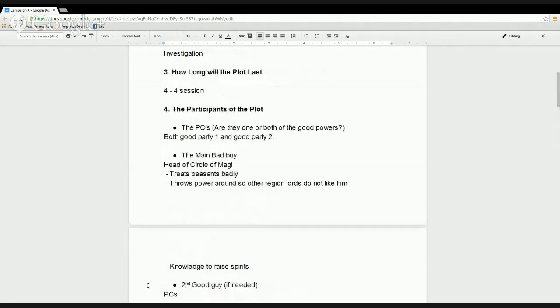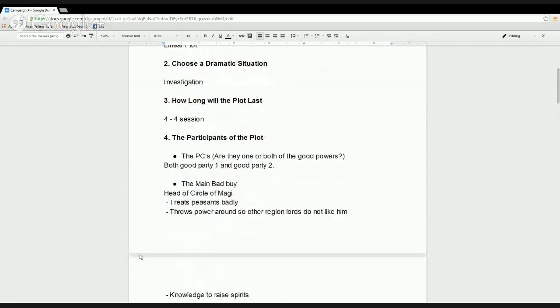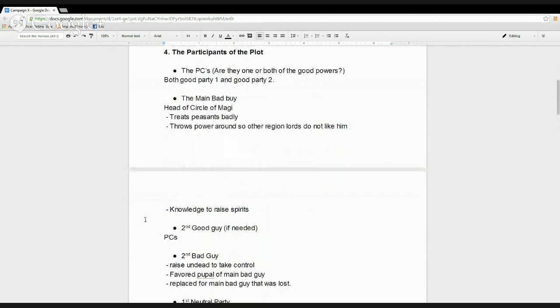So those are our 7 forces. And just to recap, what we have is the PCs are going to be good party number 1. Our main bad guy is the head of the Circle of Magi. He treats the peasants badly, he throws his power around so the other region lords don't like him, and he's trying to gain knowledge to raise a specific person.